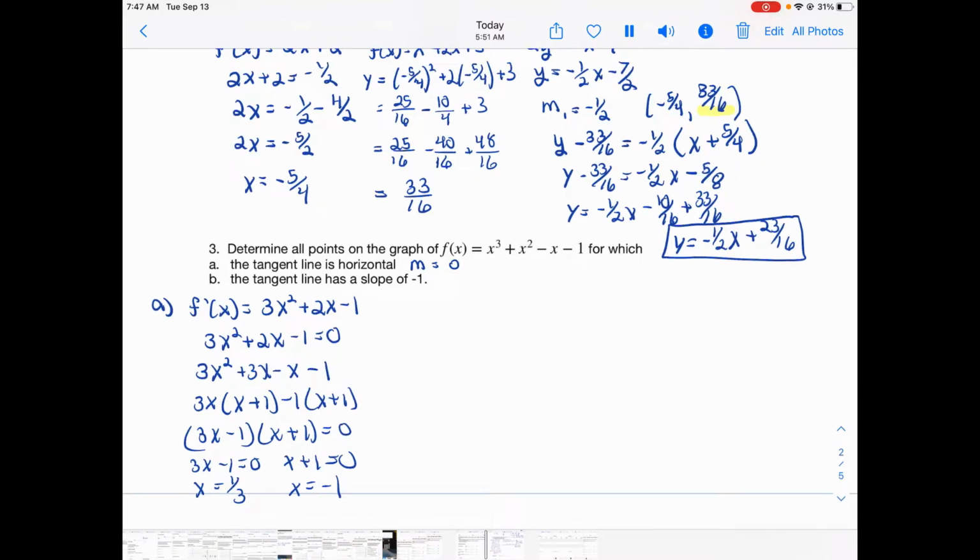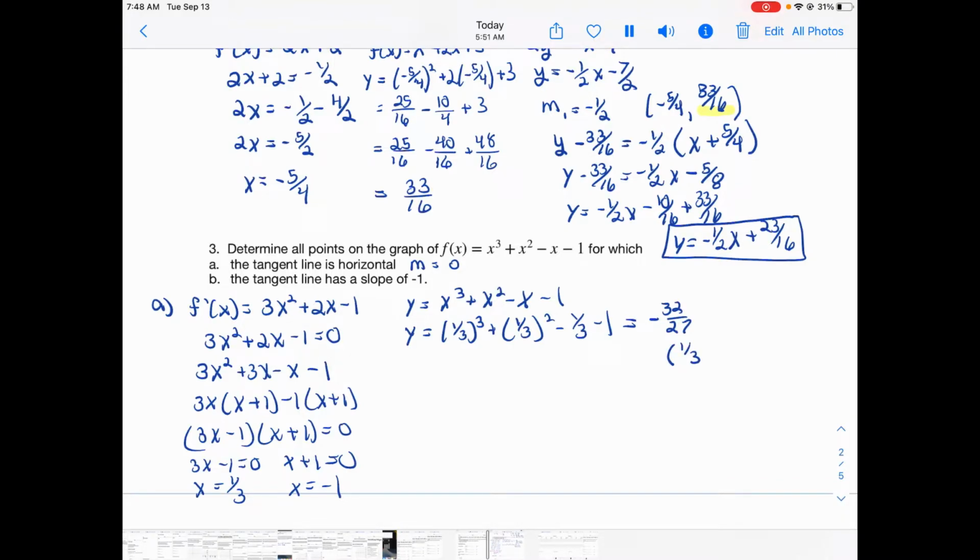But the directions said determine all points on the graph for which the tangent line is horizontal. So I found the x value. So now I have to find the y value. To find the y value, I plug my x value into the original function. So we'll go back to our original function. So substituting in 1/3 in place of every x in f of x and simplifying that down. Let's see, I get negative 32/27.